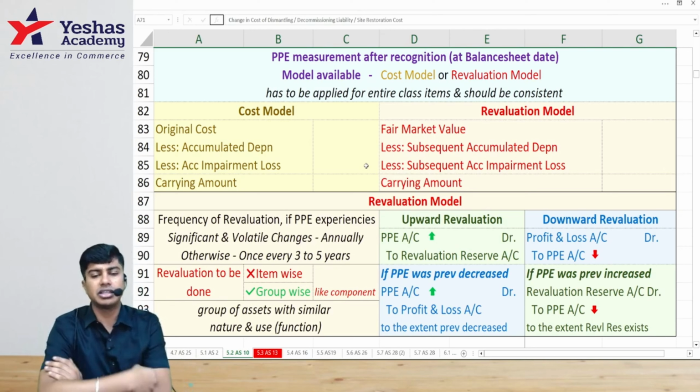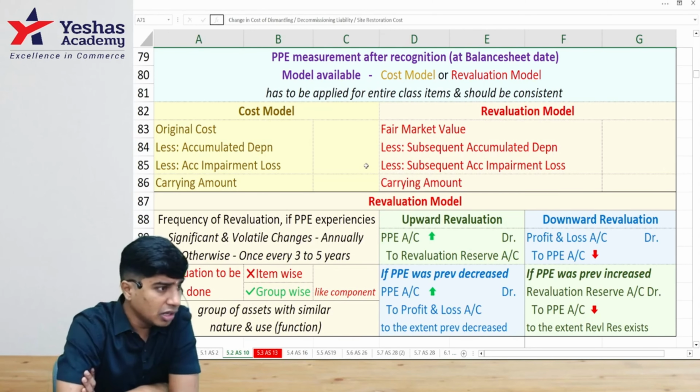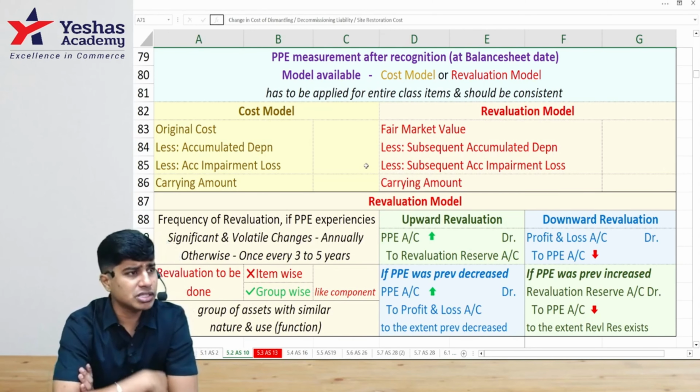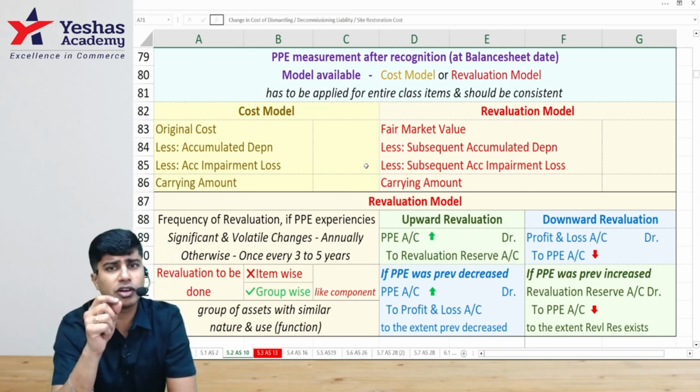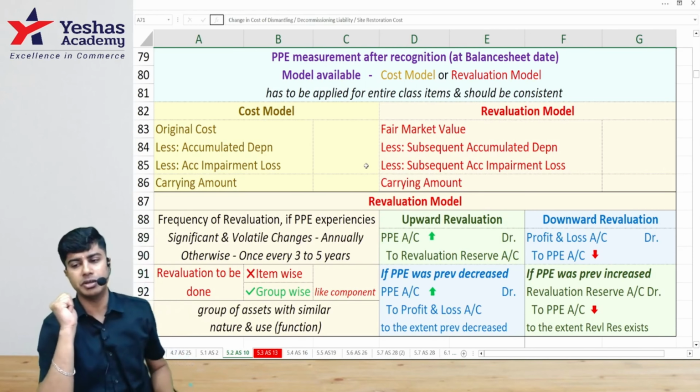Then we have another method called the revaluation model. Under the revaluation model, what we do is we won't find the book value of the asset as original cost minus accumulated depreciation.